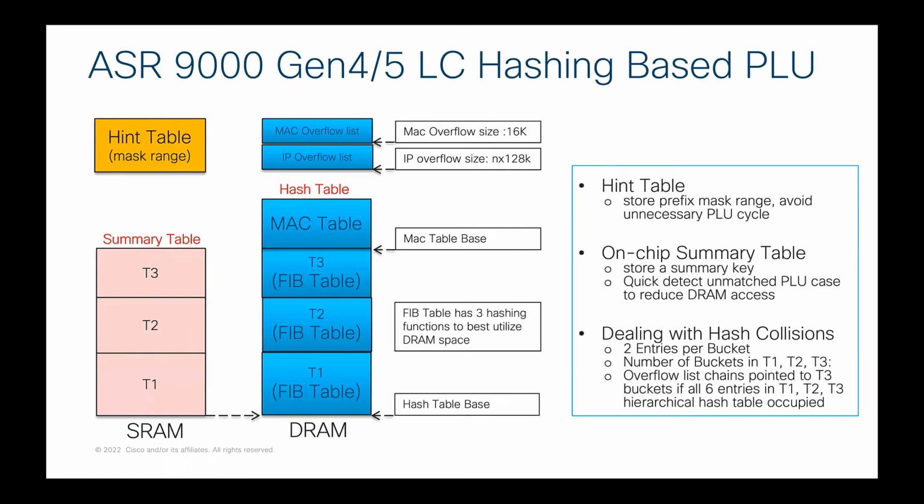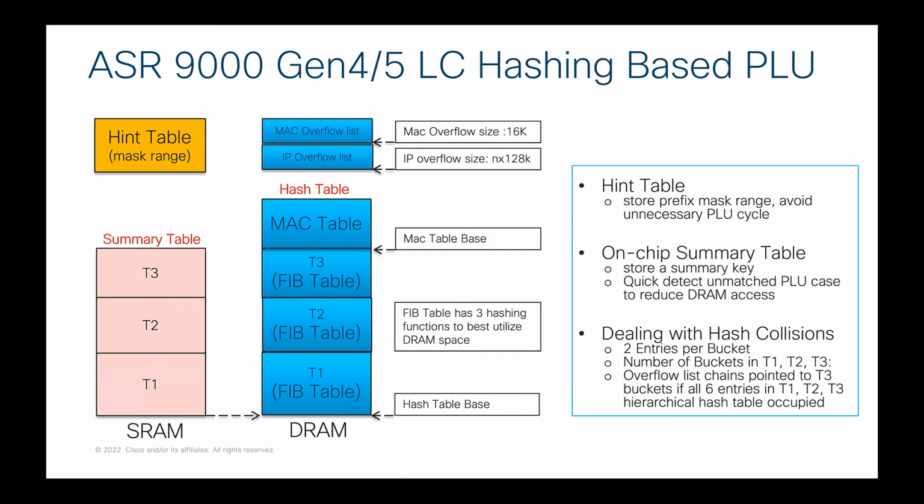But in order to make the system more efficient, the hint table means I know the routing table. If a prefix is not inside my system hint table, I can just skip it. I don't need to spend the CPU cycles, so this filters out some of those unnecessary lookups.